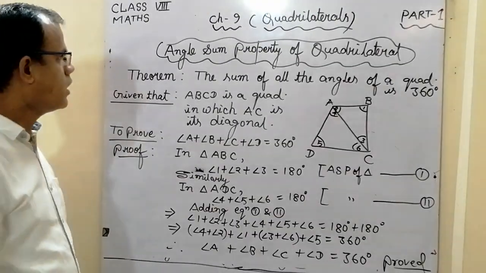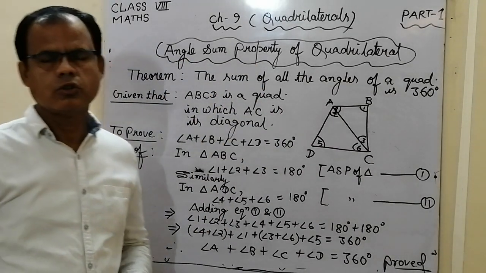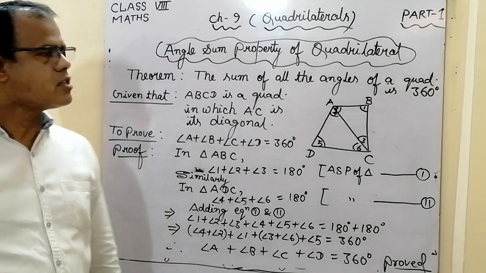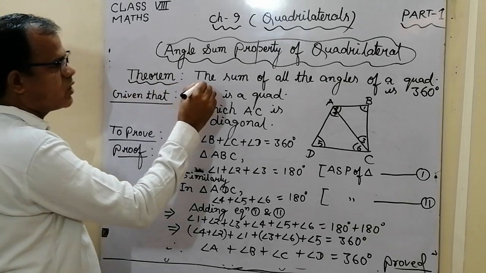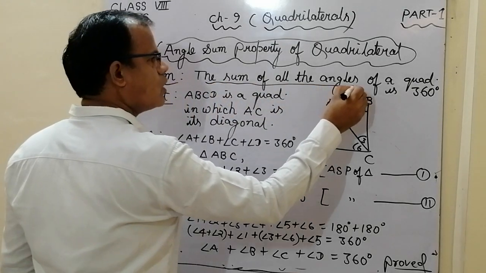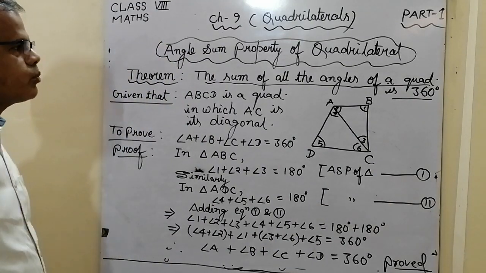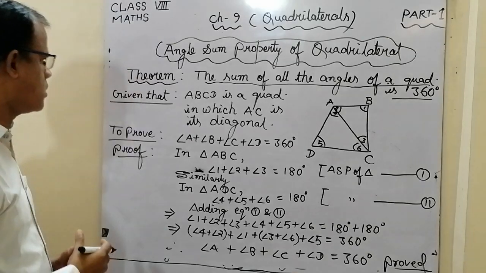Yes student, next is angle sum property of quadrilateral. You have learned angle sum property of triangle in earlier classes. Now this is the theorem: the sum of all angles of a quadrilateral is 360 degrees. We have to prove that the sum of all angles of a quadrilateral is 360.